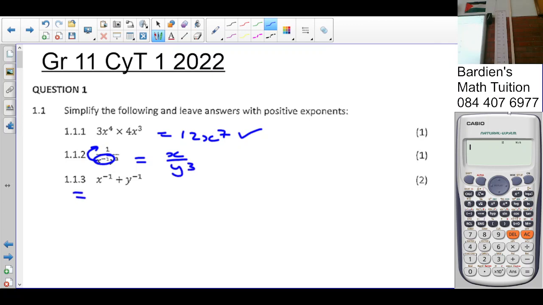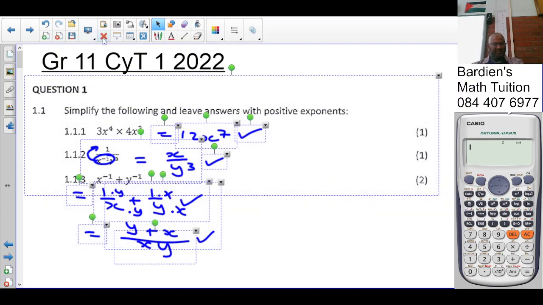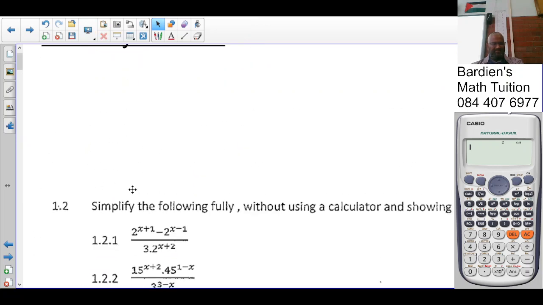The third one is 1 over x plus 1 over y. What is your LCM? xy. So this one must multiply by y, that one must multiply by x. So 1 times y is y, 1 times x is x. Any confusion there? None? Right. So let's take this off here, pull this up.